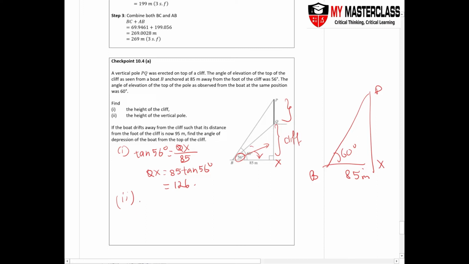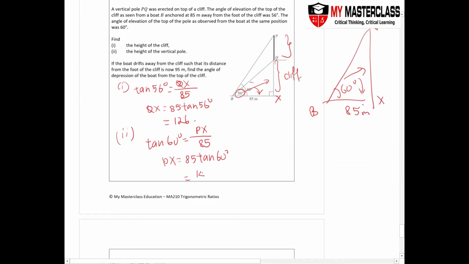Okay, what I'll do is again, opposite, adjacent, right? So tangent 60 equals to PX over 85. Okay, which means PX equals to 85 tangent 60. Alright, which means that this is 147.22. Okay, once done, remember, you have to minus out. So PQ equals to 147.22 minus away QX, which is 126. So you have your answer as 21.22, rounding off to 3SF, meter.